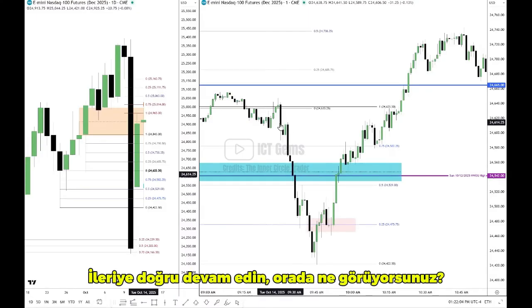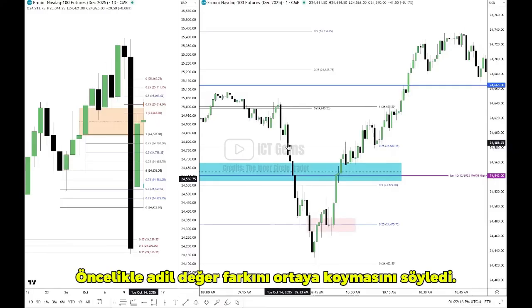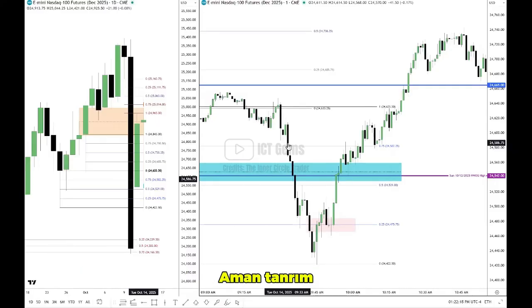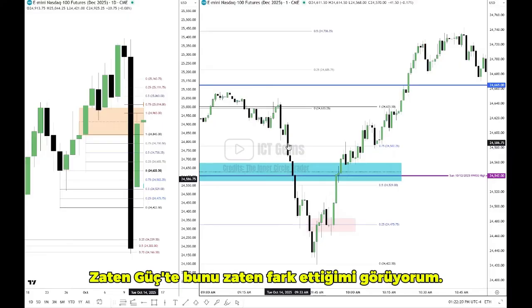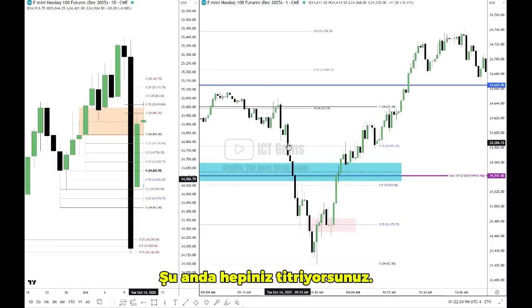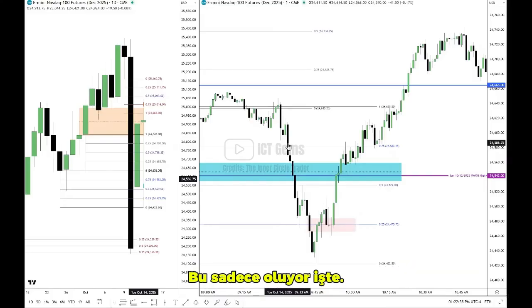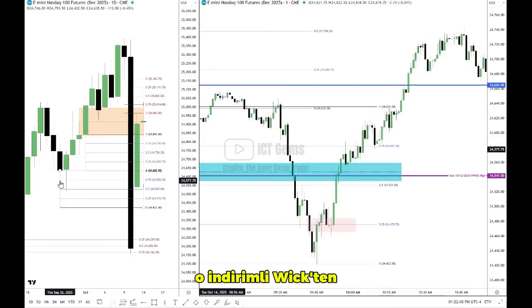Okay. Keep going forward. What do you see right there? What is that? Holy smokes! That's what he said: first present the fair value gap. Oh my goodness. I already picked it up in the force. The Jedi Knight knows exactly what's going on. You're all vibrating right now. First present the fair value gap. It just happens to lay right on top of the upper quadrant of that discount wick.